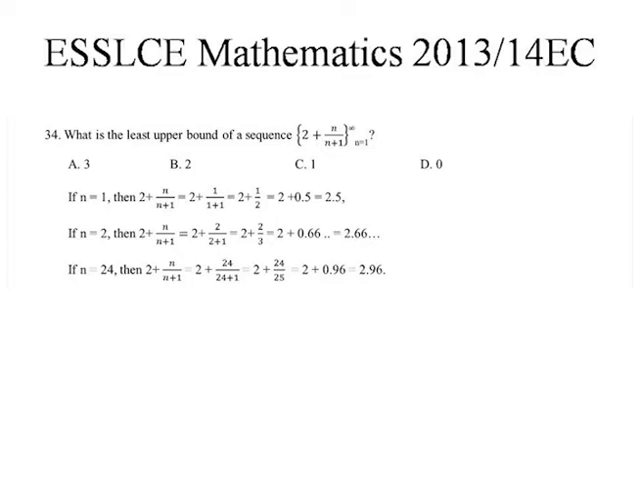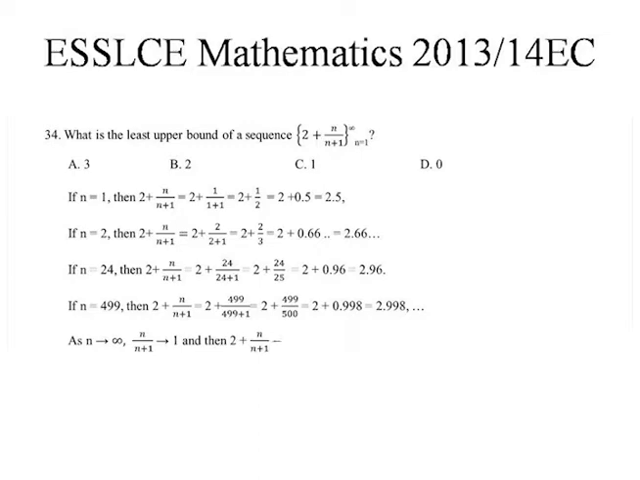Let's add one more. If n is equal to 499, then 2 plus n over n plus 1 is equal to 2 plus 499 divided by 499 plus 1, which is equal to 2 plus 499 divided by 500. 499 divided by 500 is 0.998. So 2 plus 0.998 is equal to 2.998. From this sequence, we can figure out that 2 is constant, and as n approaches infinity, n over n plus 1 approaches 1, then 2 plus n over n plus 1 approaches 3.